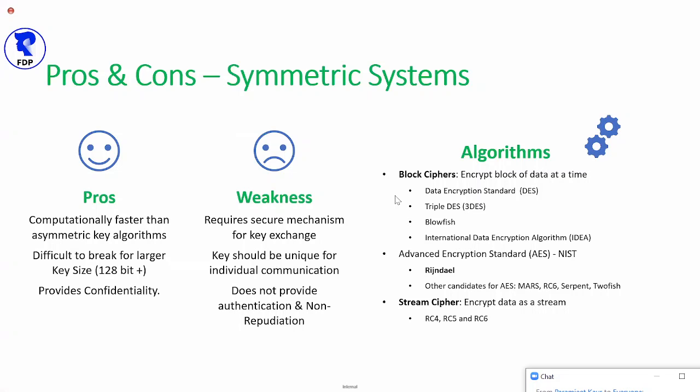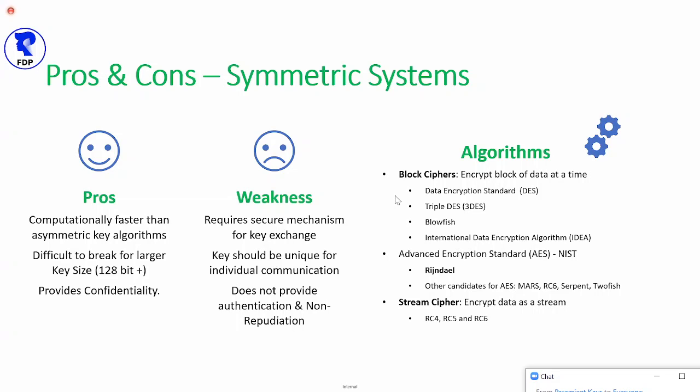So the pros include that symmetric key systems are very effective with respect to computational speed. Because the same key is used for encryption as well as decryption, it is very fast, and it is an ideal system for communicating because of the speed and the efficiency that we can get.